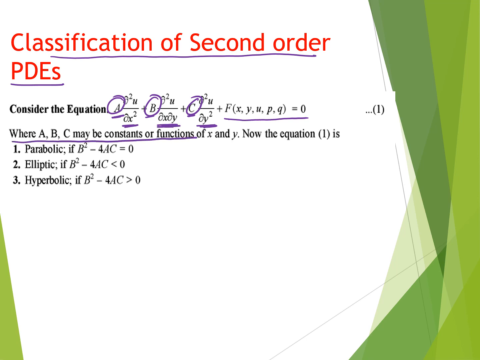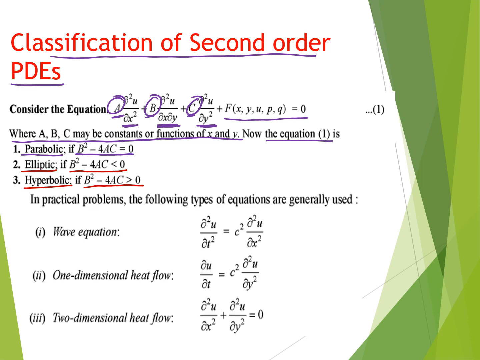If a, b and c are considered as functions of x, y, now if the value of b square minus 4ac is equal to 0, then the partial differential equation is parabolic. If b square minus 4ac is less than 0, that means negative, then the partial differential equation is elliptic. If b square minus 4ac is greater than 0, that means positive, then the partial differential equation is hyperbolic. Now these are the three common equations which are very important, and we are going to solve these equations by the separation of variables method in this unit.